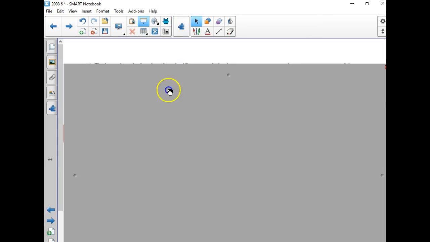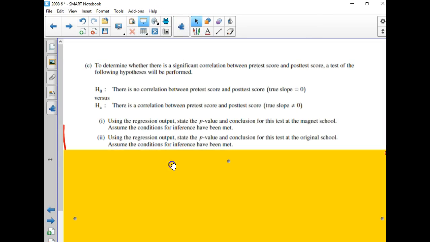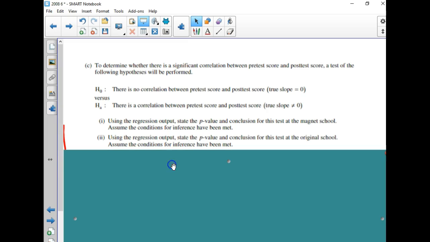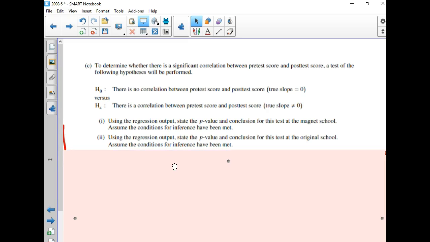Next, part C. All right, now we're talking about a slope test. We have not had a lot of practice with this.